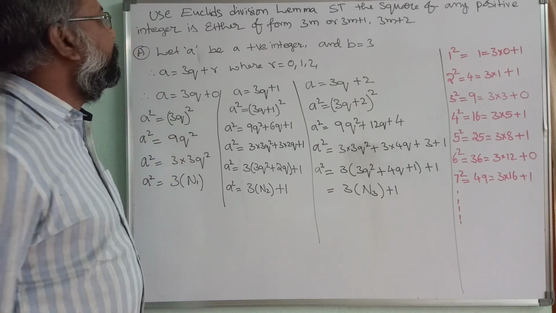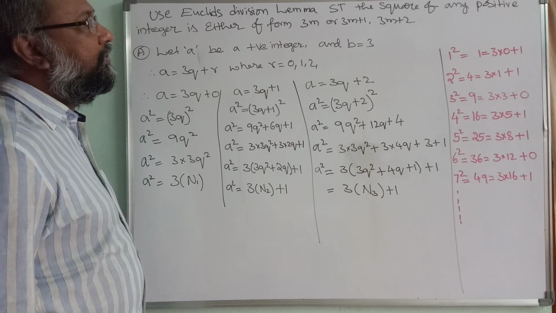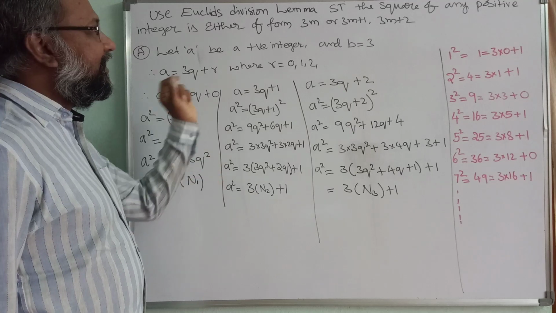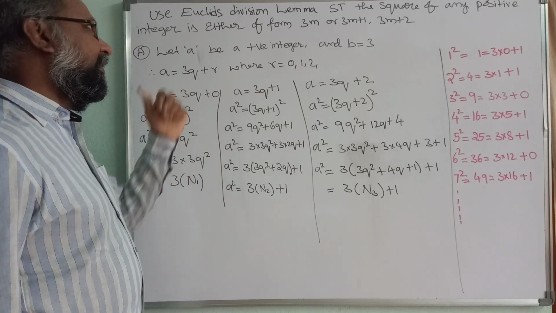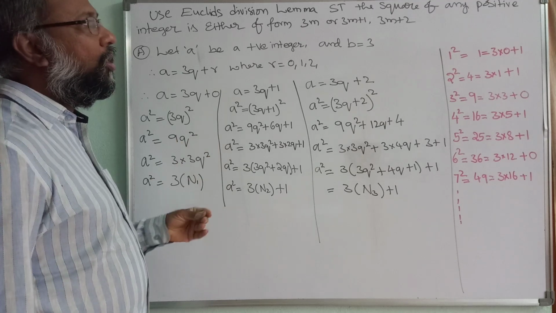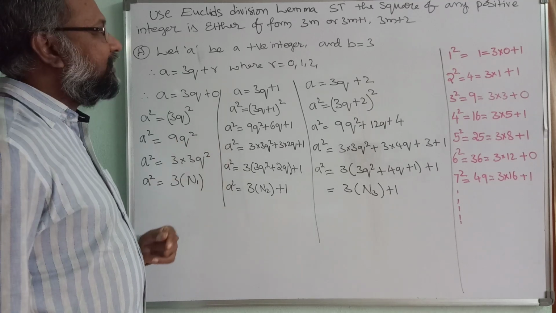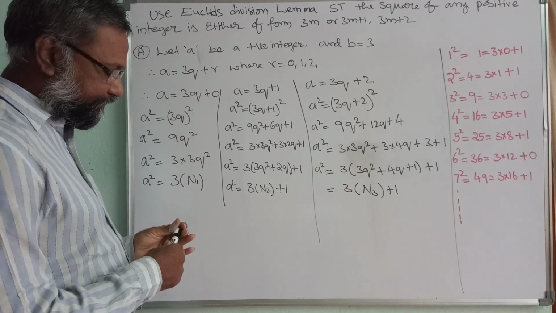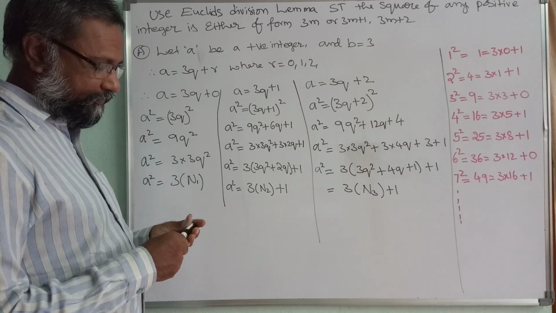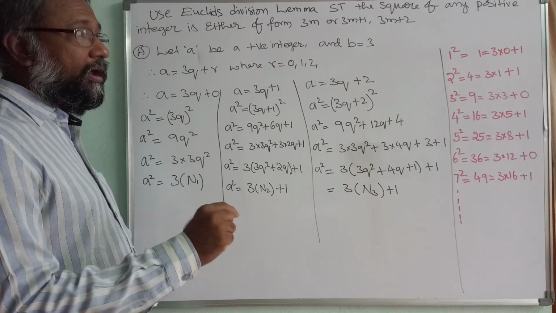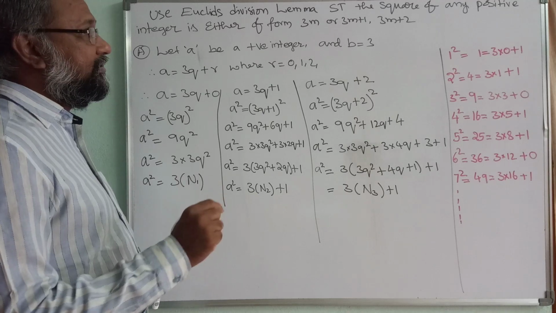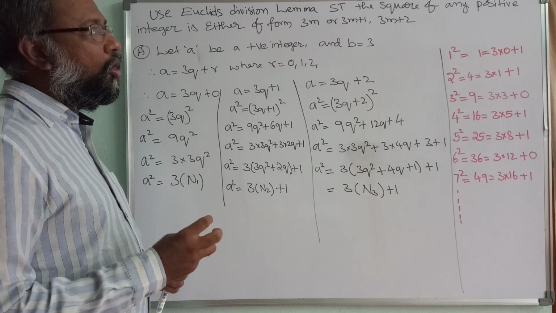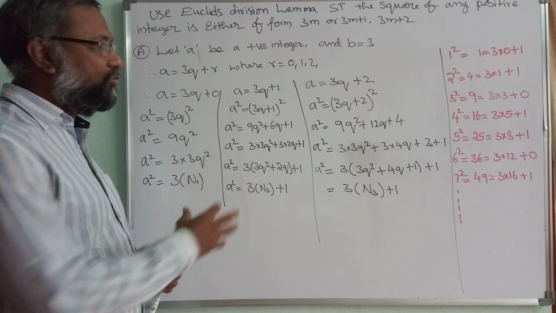Read the question first. Use Euclid's division lemma. Show that the square of any positive integer is either of the form 3m or 3m plus 1 or 3m plus 2. Actually the question is, if you take a positive integer and square it, that square can be written as 3m form or 3m plus 1 form or 3m plus 2 form. So first let us see the answer.